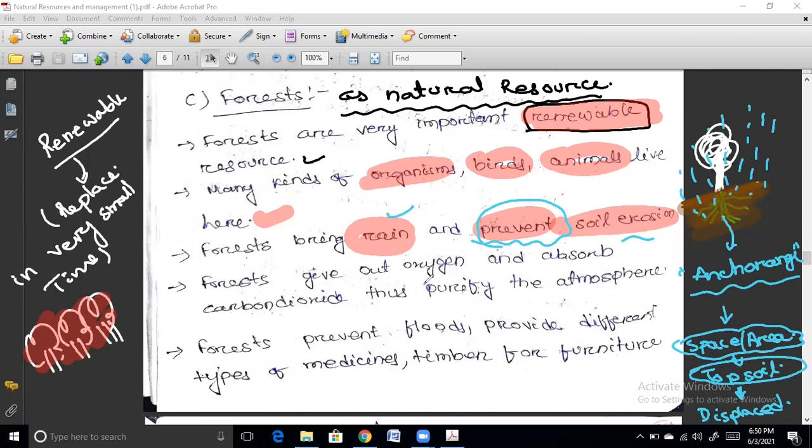As well as that, forest gives out oxygen. We know that forest will give the oxygen for every living organism. It gives oxygen and absorbs the carbon dioxide. Here forest means all the plants, which absorb the carbon dioxide and thus purify the atmosphere. Carbon dioxide is not good for human health or animal health, so it is utilized by the plants.